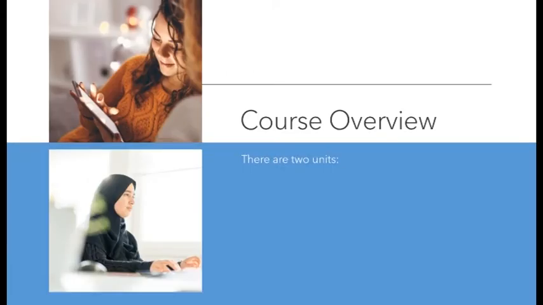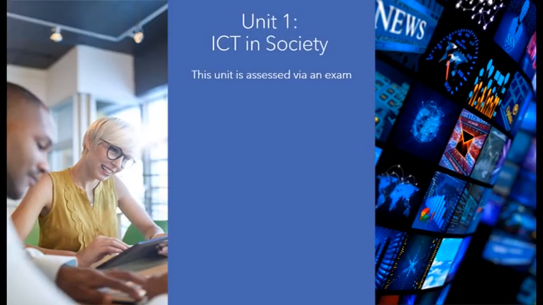So I'm now just going to talk about the overview of the course. To complete the GCSE, there are 2 units that the students will study. The first one is entitled ICT in Society, and that is an exam and is worth 40% of the overall grade. The second unit that they will look at is ICT in Context. This one is a coursework unit which they will do in lessons and is worth 60% of their grade. I'll explain a little bit more about each of the units on the next couple of slides.